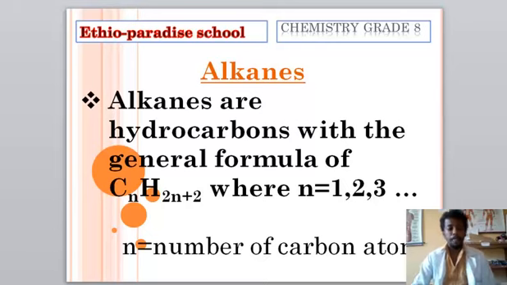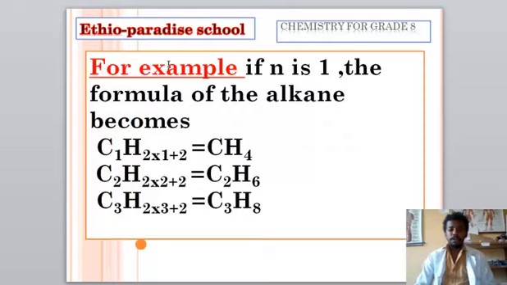Now let's see some examples. For example, if n equals 1, the formula of the alkane becomes, in place of n, you use 1: C1H2 times 1 plus 2. The number of carbon atoms, or n, is 1, and it gives us CH4.